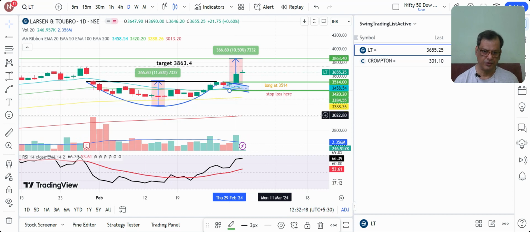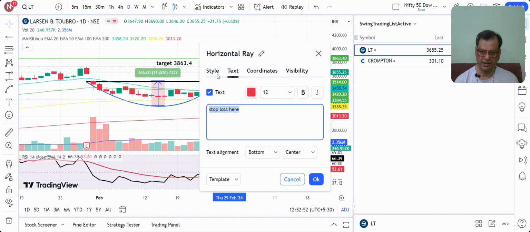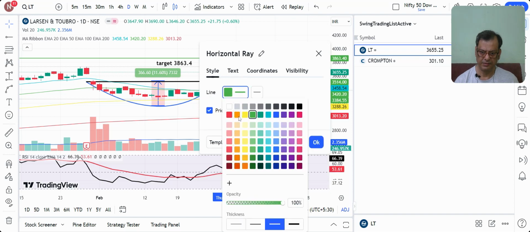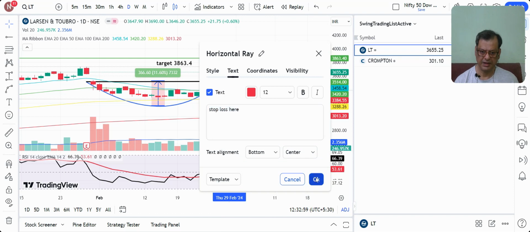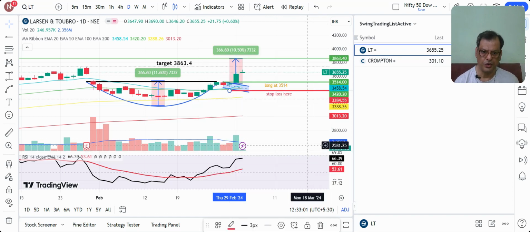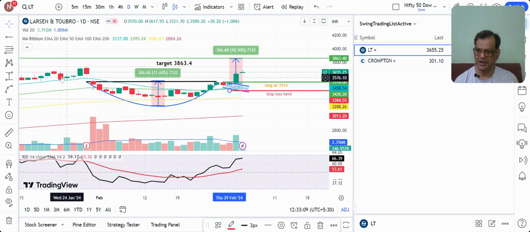Now your stop loss is below the handle. Now let's see how much percentage our stop loss is.